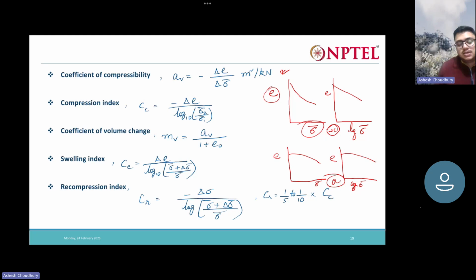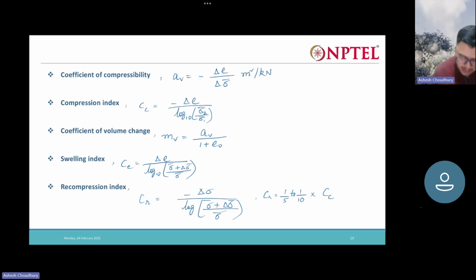Now, what is compression index? Compression index is the slope of the E versus log of effective stress plot. Coefficient of volume change, mv, is nothing but av by 1 plus e naught. Swelling index and recompression index, we'll see what these are, and all these things we'll see in the next slide.